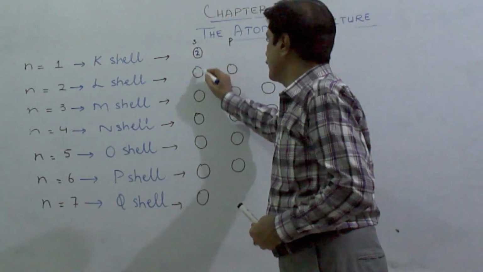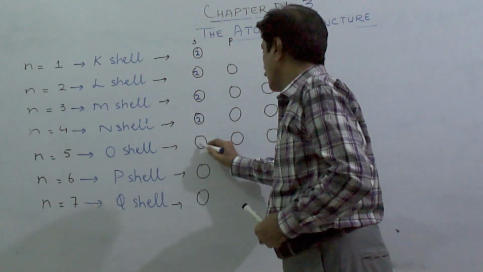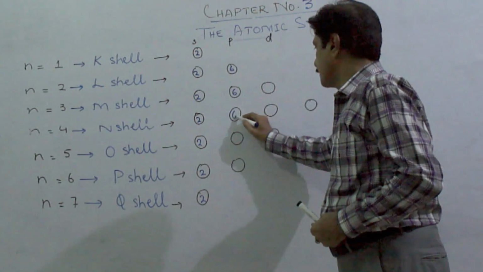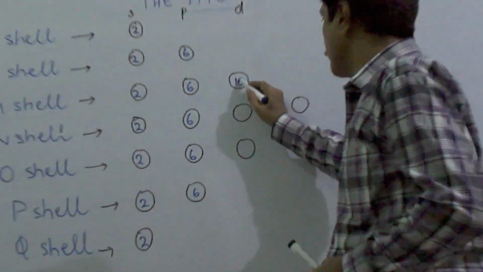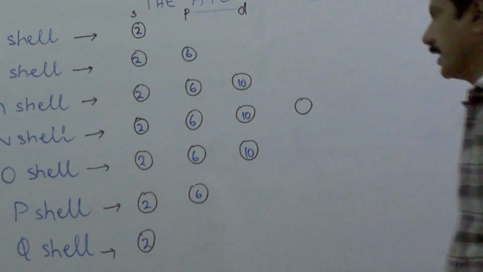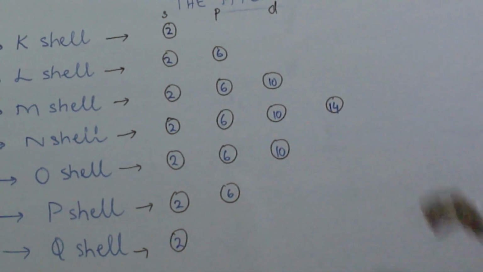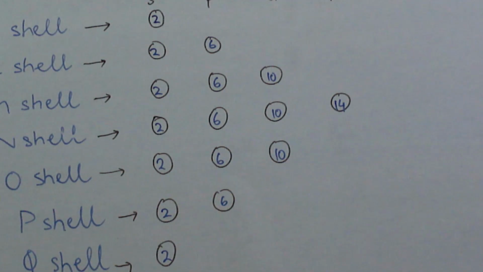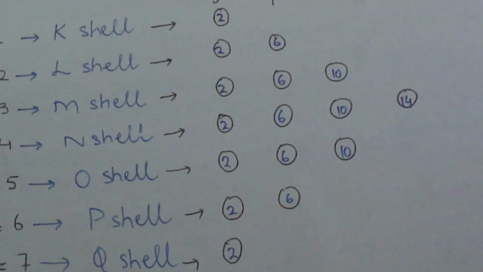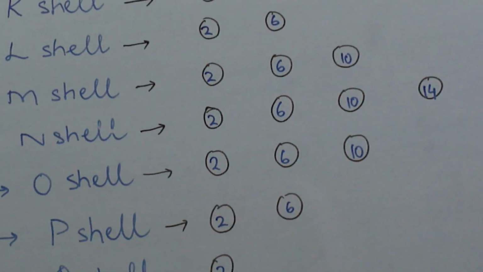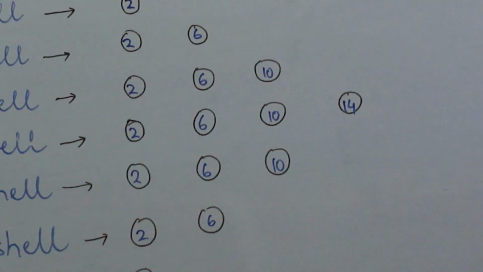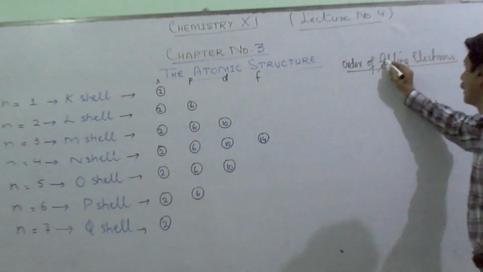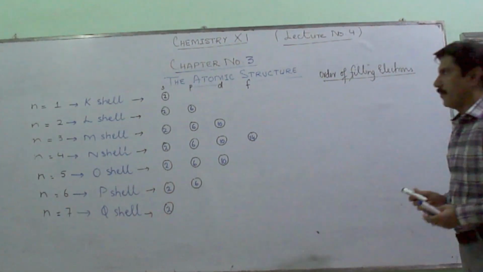As you all know, the s orbital has only 2 electrons in it. The p orbital contains 6 electrons, the d orbital 10 electrons, and there are 14 electrons in the fourth orbital, which is the f orbital. Now, if I write the order of filling electrons by following the Aufbau principle.